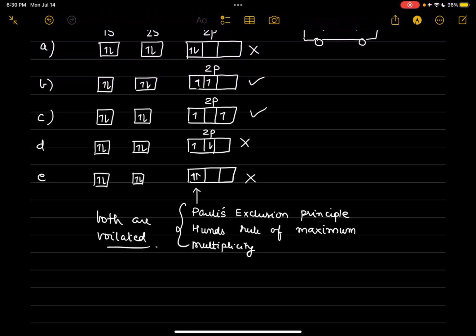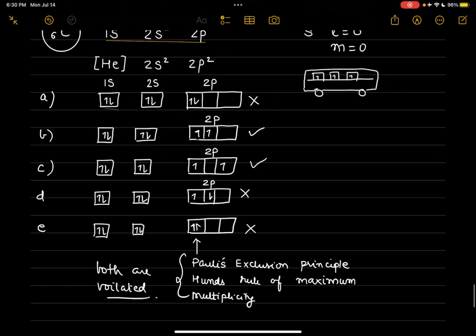Got it? Yes. You can also point them downward, like this is also correct. It doesn't matter. But they need to be singly occupied first. Once all are singly occupied, then you will start pairing. Got it? Yes, sir.